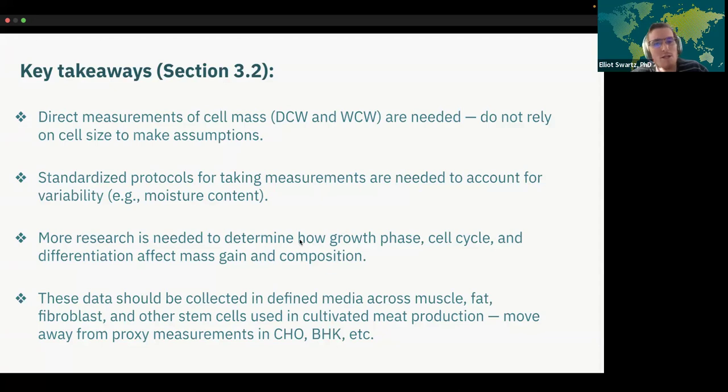As I mentioned, more research is needed on how growth phase and cell cycle affect mass and composition. Also not mentioned here, but in the report we talk about and show data around differentiation, which is going to also be quite important. And then finally, the data really should be collected in defined media across the relevant cell types. This will allow us to move away from some of the proxy measurements that we currently take from cells used in the pharmaceutical sector, for instance.